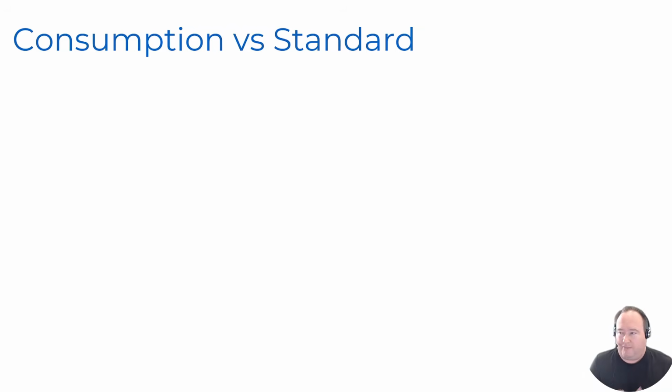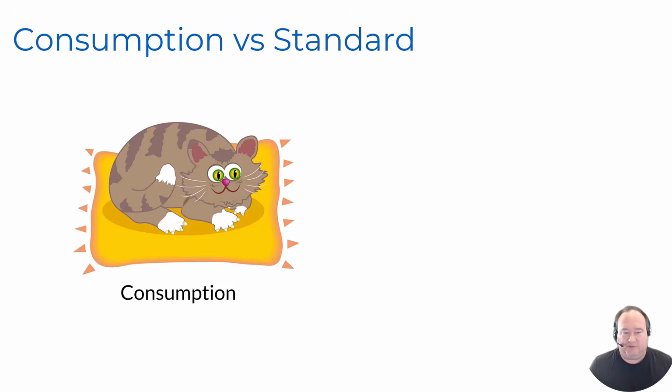I've thought long and hard about a way to try to compare and contrast consumption versus standard, try to put it in a way that's more relatable to folks. So I've come up with this analogy, and you'll have to let me know what you think of this: consumption is a lot like a cat. So we have cats, we like cats, they're our pets in our house, they take care of themselves a lot, they're kind of low maintenance, so we like cats.